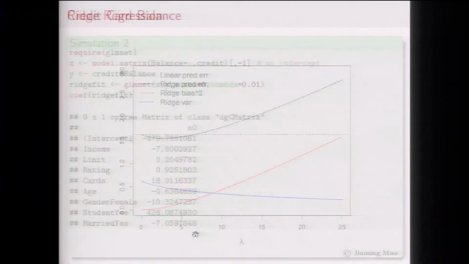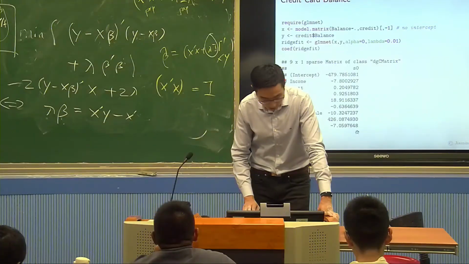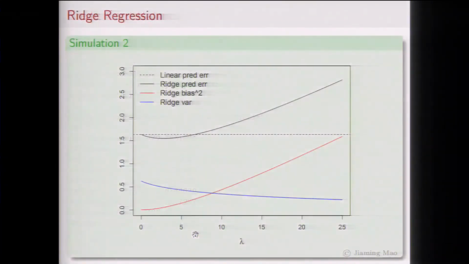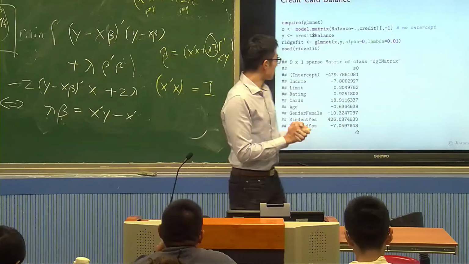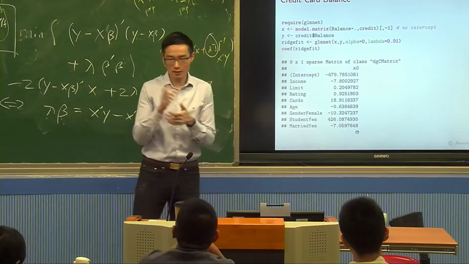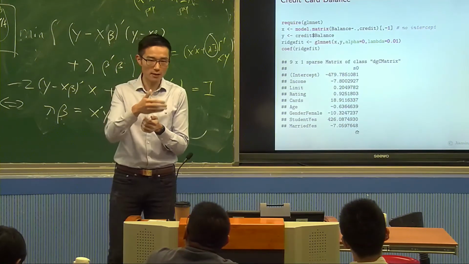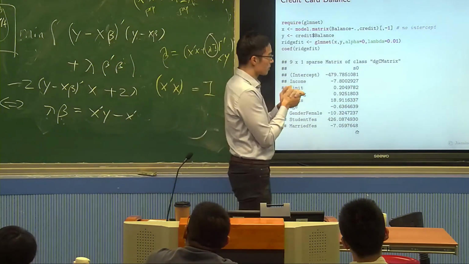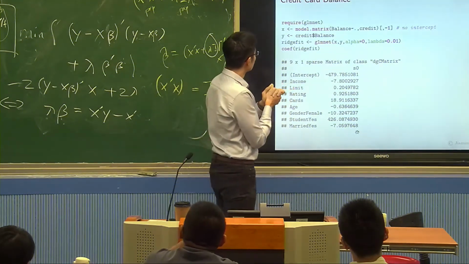Before we go, finally, let's look at the credit card balance example again. Remember, we did the credit card balance with forward selection, or comparing all different combinations. Here, we're going to do ridge regression.